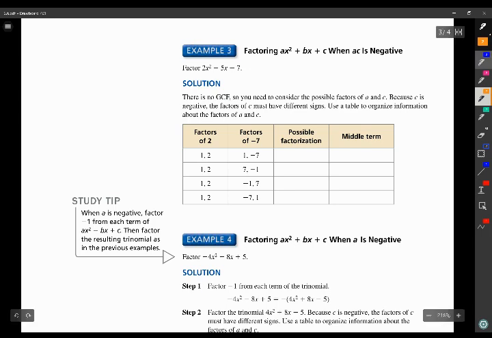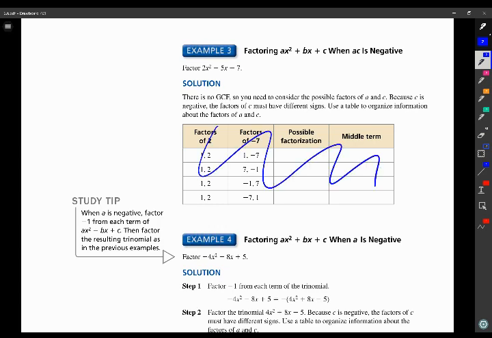So the next page of notes, what we're going to do is the same thing. Again, I'm not a big fan of this, so I'm not going to do it. Very first thing again is, can you take out a greatest common factor out of 2, 5, and 7 besides 1? You can't. So we're going to multiply 2 and negative 7, which is negative 14.